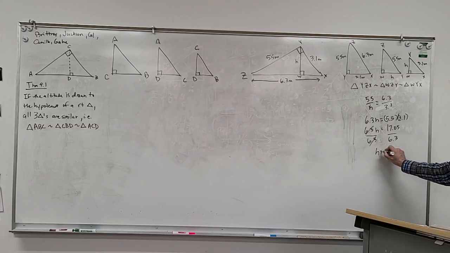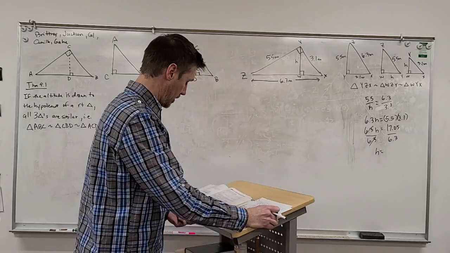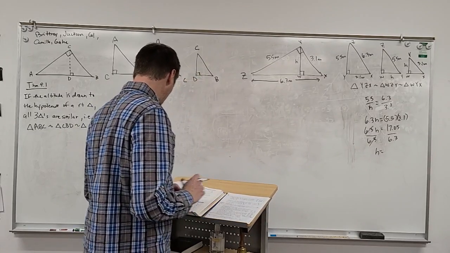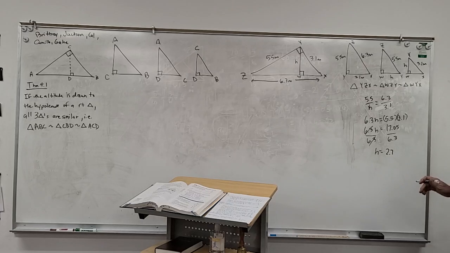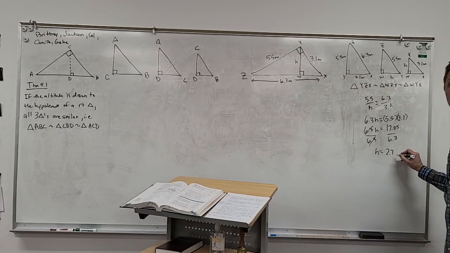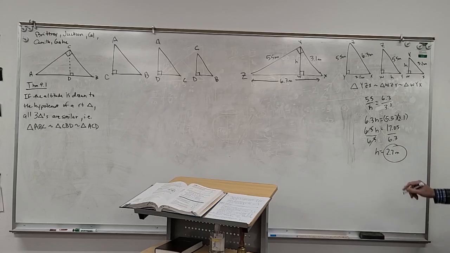So she did this, and then when you divide both sides by 6.3, to get rid of our 6.3 here, we get h is equal to what? It's a lot of decimal places. I hope, though, it's a lot of decimal places that round off to 2.7. Yes. Okay, good. So 2.7 what? Meters.